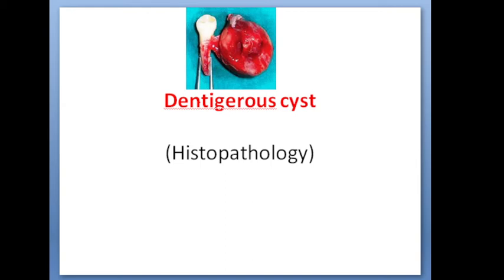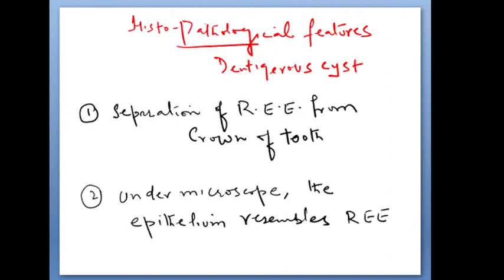Coming to histopathology of dentigerous cyst. Origin of dentigerous cyst is by the separation of residual enamel epithelium from crown of tooth. Then there is fluid accumulation between crown of the tooth and residual enamel epithelium. So, histopathological features of dentigerous cyst resemble residual enamel epithelium.